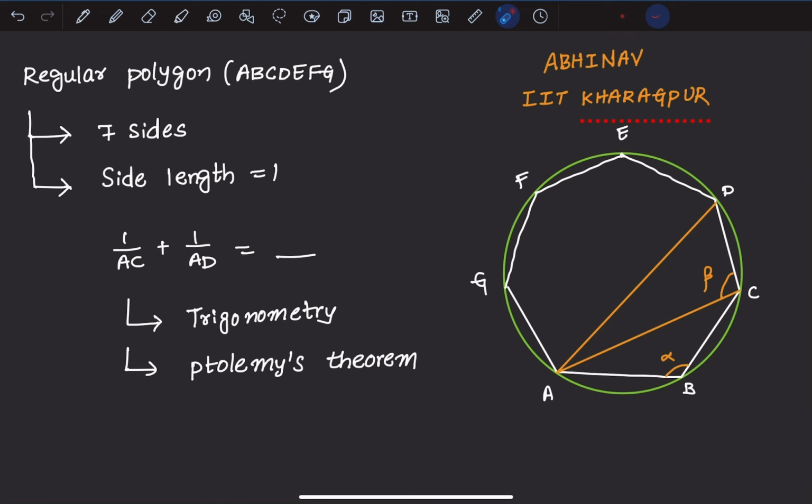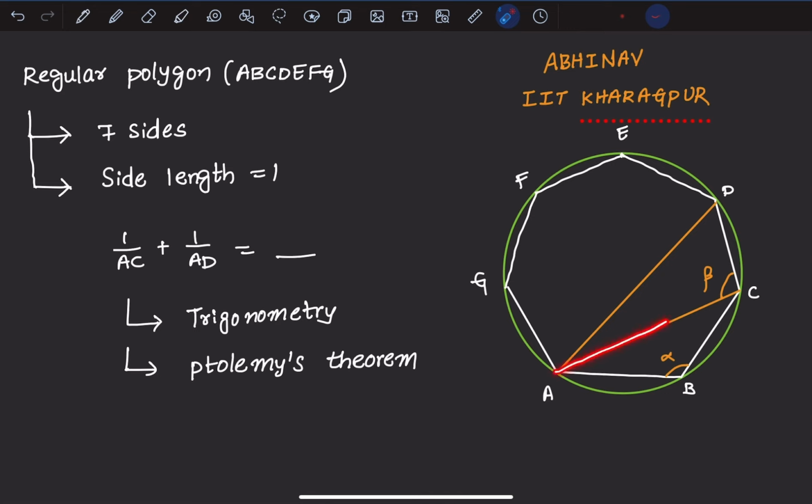In this video, we are going to discuss regular polygons, especially the regular polygon with 7 sides, denoted by A, B, C, D, E, F, G. The side length of the regular polygon is given and it is 1 unit, and all you have to do is figure out the value of this particular quantity: 1 upon AC plus 1 upon AD.